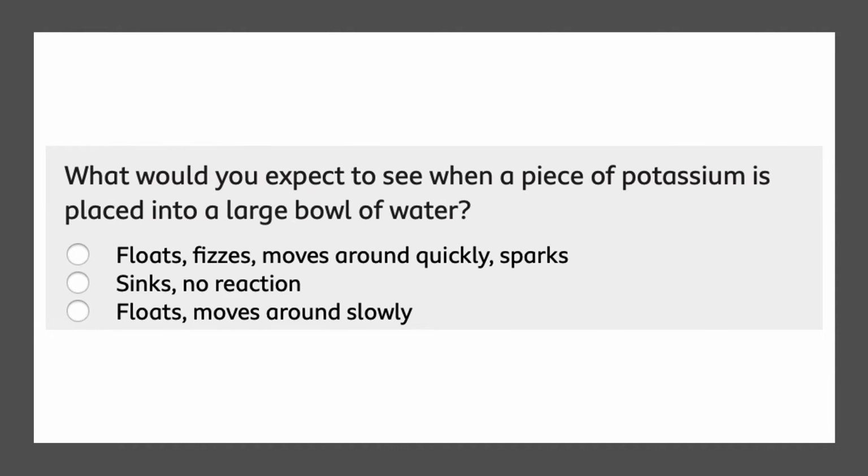Next question, what would you expect to see when a piece of potassium is placed into a large bowl of water? So the group 1 elements are very reactive, so the answer to this would be the first one. It will float, it will fizz, and it will move around quickly, and there you will see sparks.